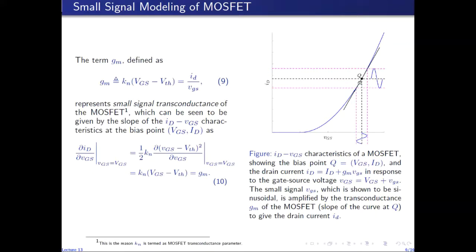So on top of this vertical line, which shows the DC component of the gate to source voltage, I have shown this sinusoidal signal, which is the small signal VGS. So small signal VGS plus capital VGS gives us the total gate to source voltage. So this sinusoidal waveform riding over DC is actually the total gate to source voltage.